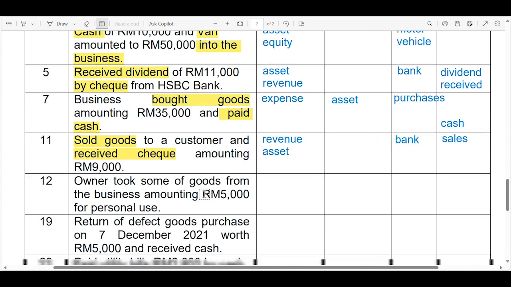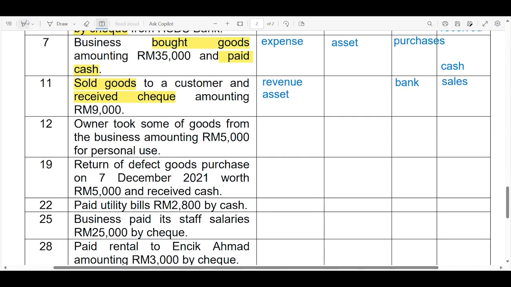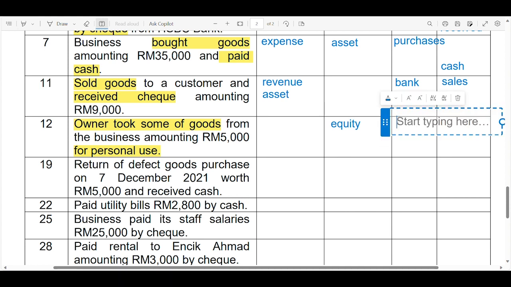Okay, owner took some goods for personal use. Whenever the owner took something from the business, that will result in a decrease in equity. Decrease in equity means that you have to debit equity account, and the name of the equity account to be debited is, yes, drawings.